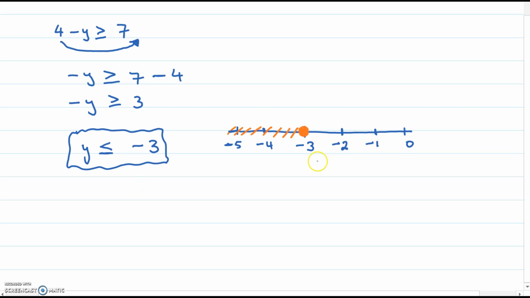Here's the solution, here's the graph. Okay, hopefully that was straightforward enough.